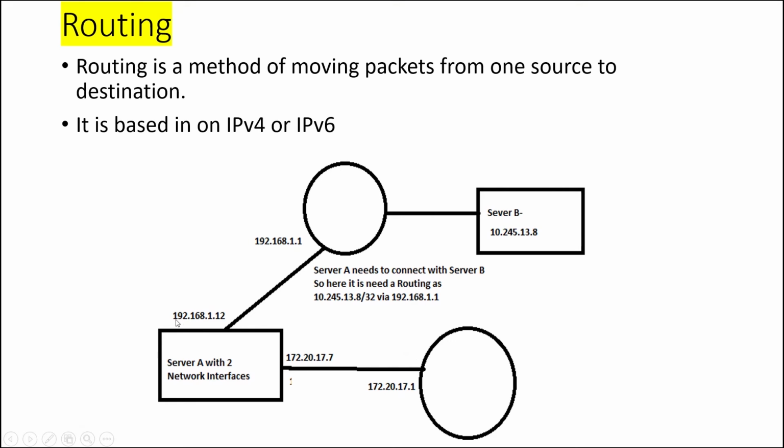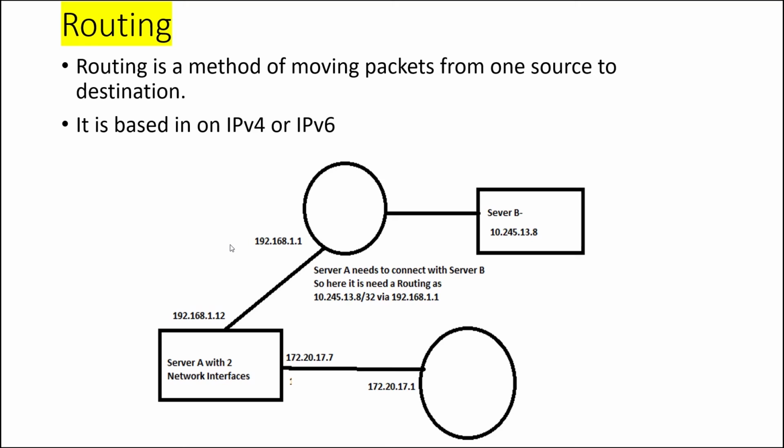But if the server sends data through the interface card which has IP address 192.168.1.12, then it is the correct path. But we should give an instruction: if you need to send data to server B, which has IP address 10.245.13.8, you must use this interface path. That's what we call routing.